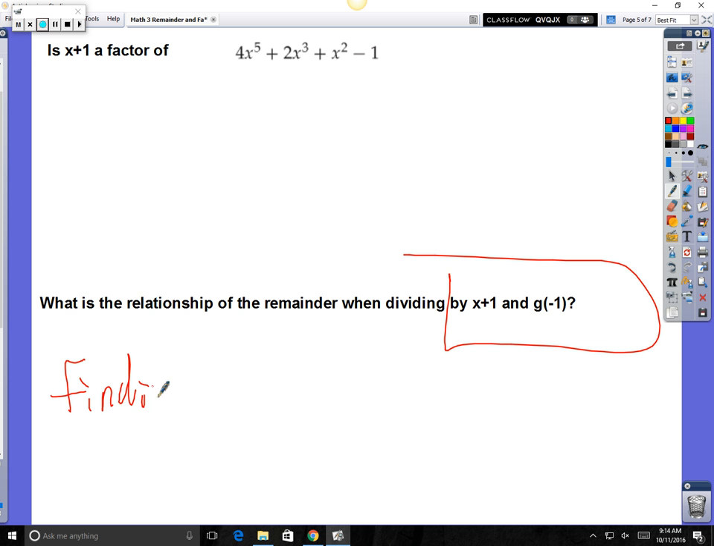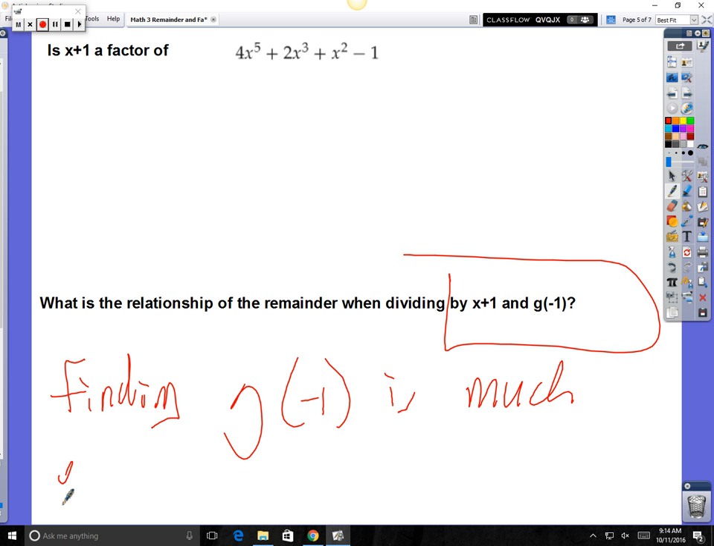Finding g of a negative 1 is much easier to find the remainder.